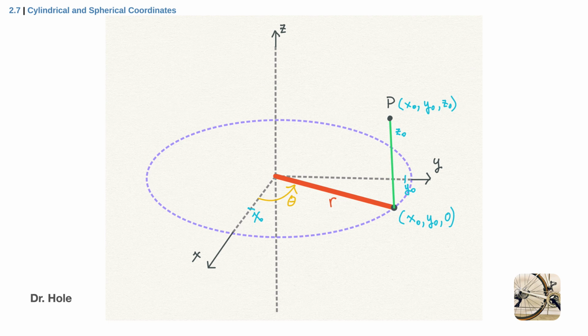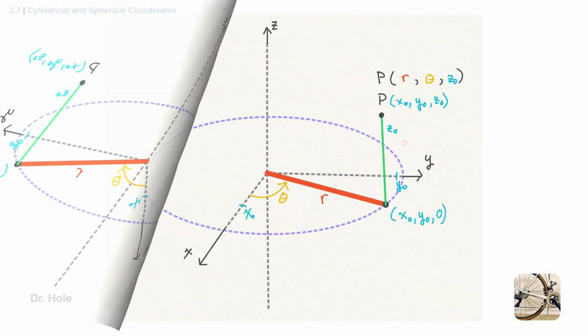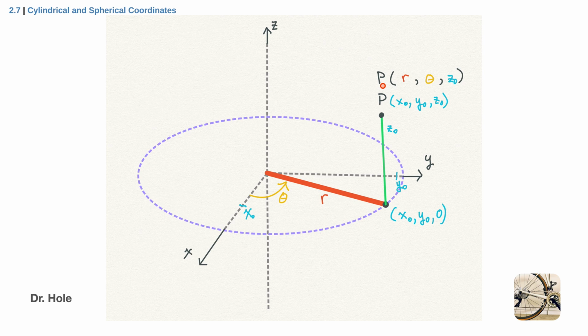However, the point was produced by picking an r and a theta and a z0. Thus, the point can also be described using cylindrical coordinates, r, theta, z. Now, let's look at how to convert between rectangular coordinates and cylindrical coordinates, and vice versa.